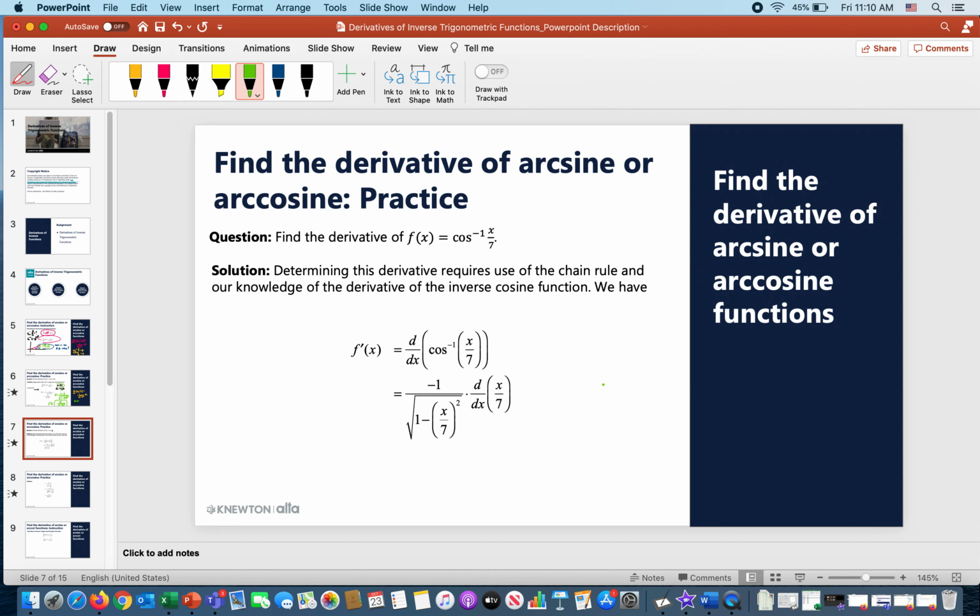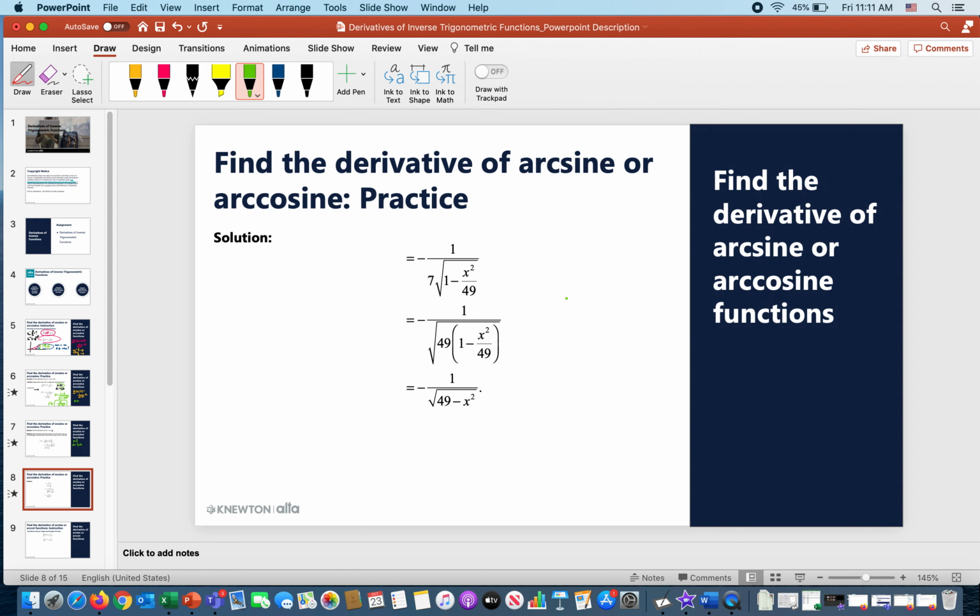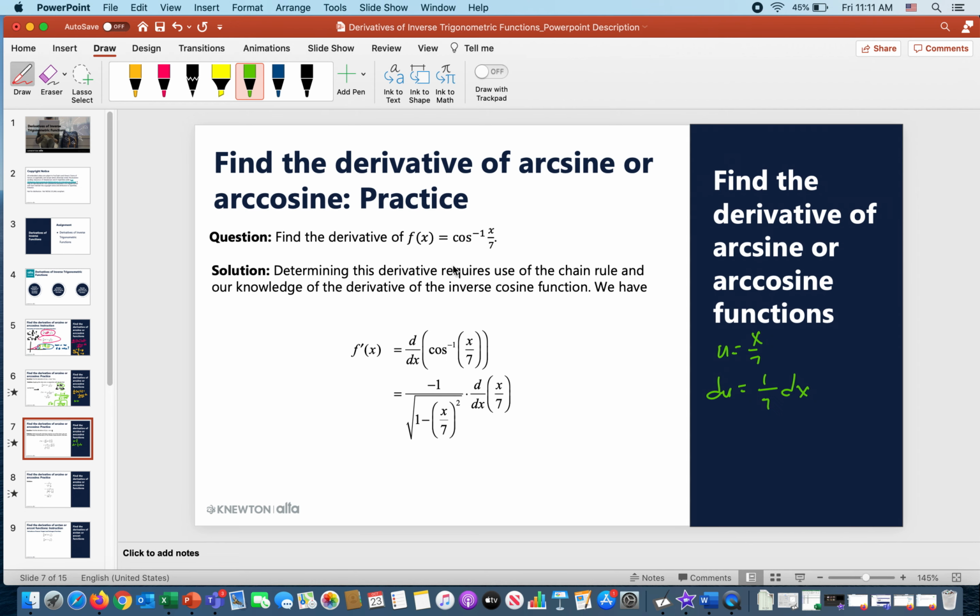I want to find its derivative. So again, we're going to identify that u is equal to x over 7, and this makes du equal to 1/7 dx. Now you'll notice there's a bit of an error right here in the PowerPoint, or at least on this page. We proceed and they resolve that error on the next page. So maybe it's not an error, maybe it's just a different way of writing what I've done over here. Okay.